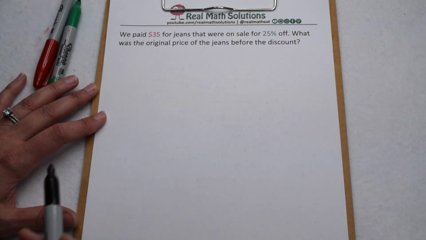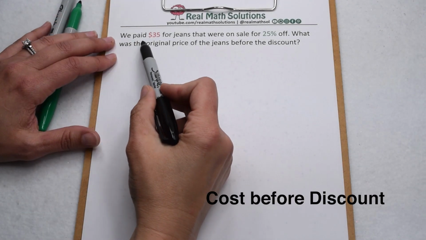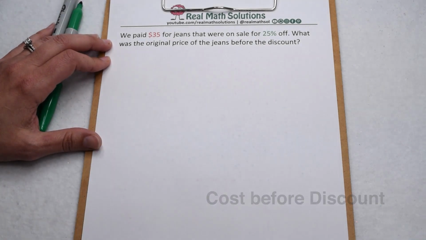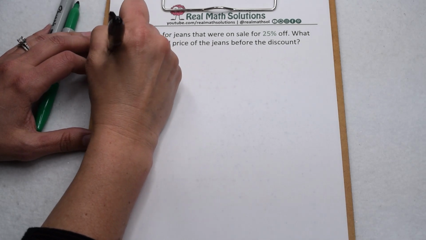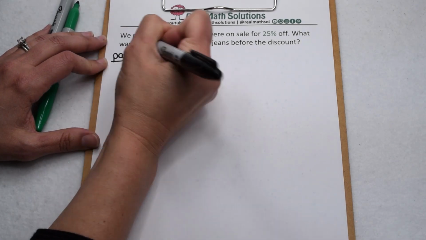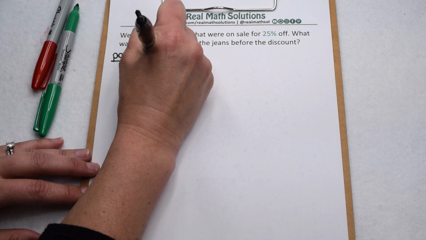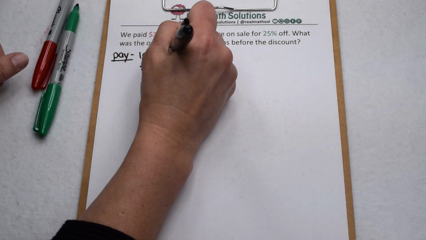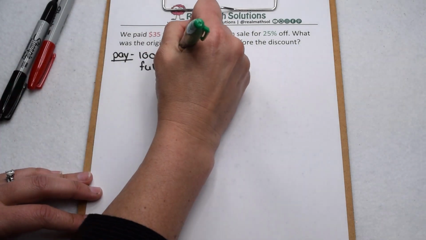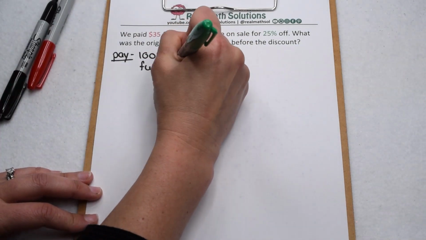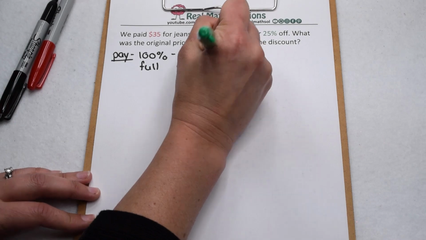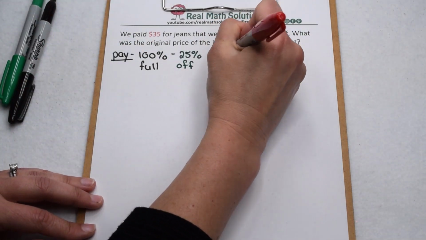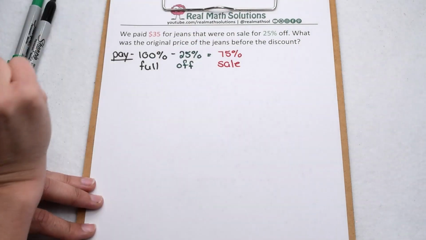We can use that same strategy to work backwards on a discount. We know we paid $35 for jeans and they were on sale for 25% off. So what was the original price of the jeans before the discount? Well, let's think about what we would pay. If we were going to pay full price, we would have to pay for all of the jeans. We would have to pay 100% of their cost. But we didn't. We got them on sale. So that means we took 25% of their total cost off for what we actually paid. So that means, in terms of percents, we got them on sale for 75% of the original price.